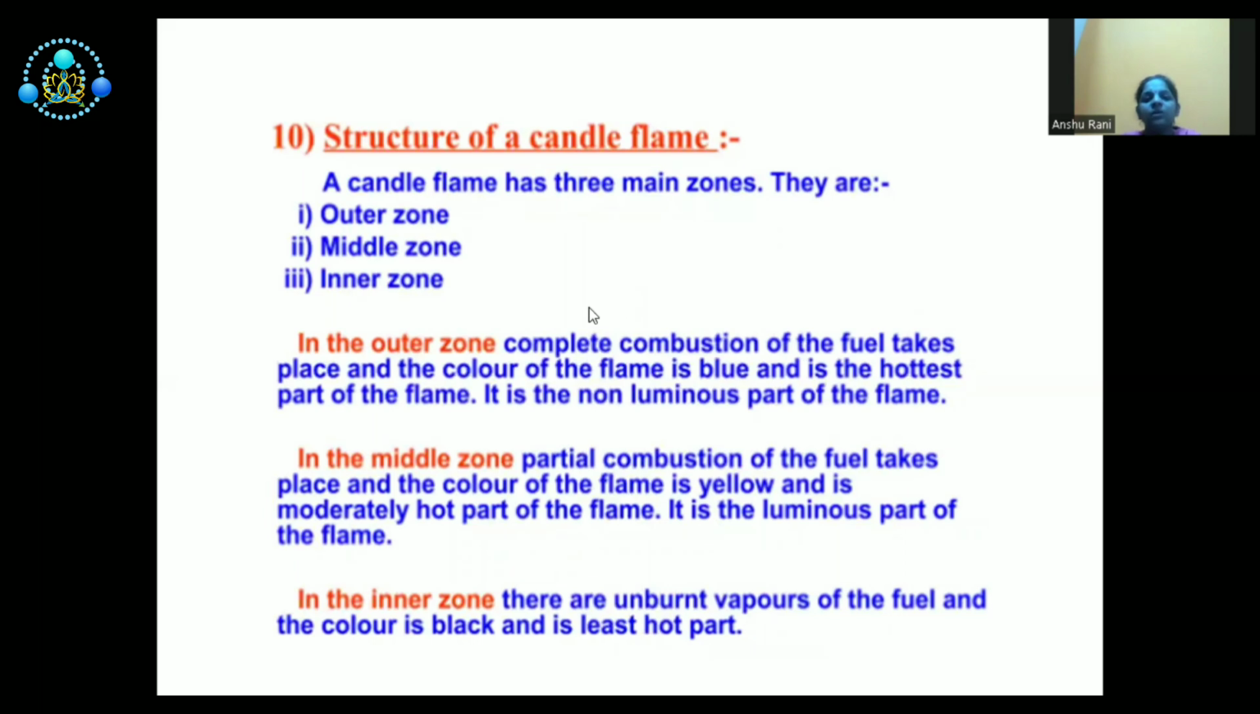The structure of a candle flame is divided into three parts: outer zone, middle zone, and inner zone. The outer zone is where complete combustion of fuel takes place. The color of the flame is blue and it is the hottest part of the flame. It is the non-luminous part of the flame. Then comes the middle zone. It is the place where partial combustion of fuel takes place. The color of this flame is yellow and it is the moderately hot part of the flame. It is the luminous part of the flame. Then comes the inner zone. It is unburnt vapors of fuel. It is black in color and it is the least hot part.